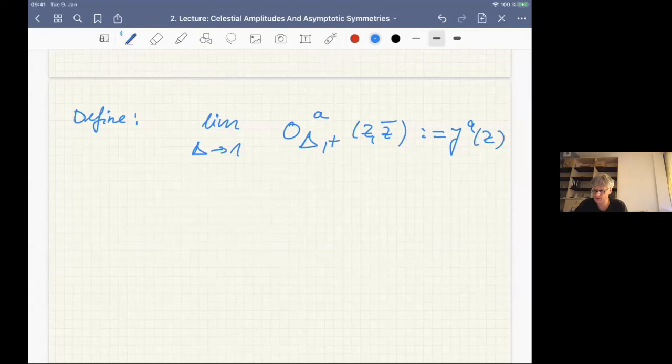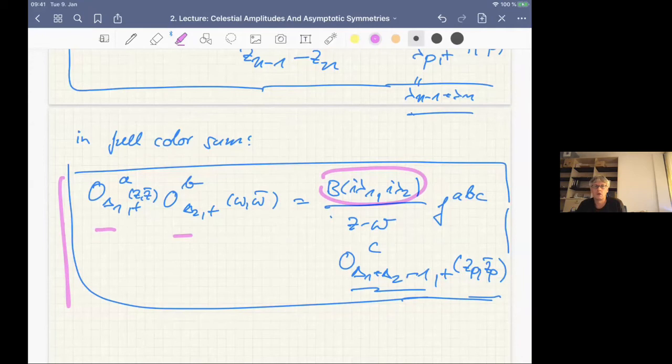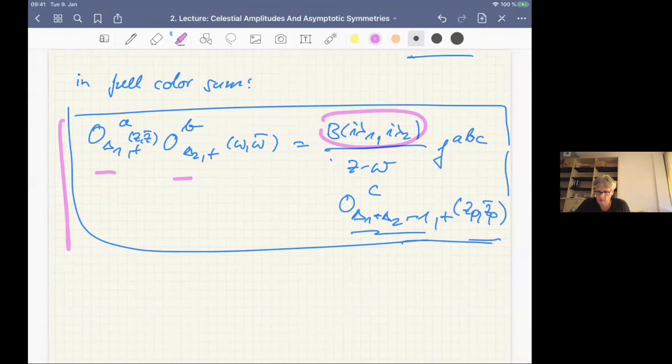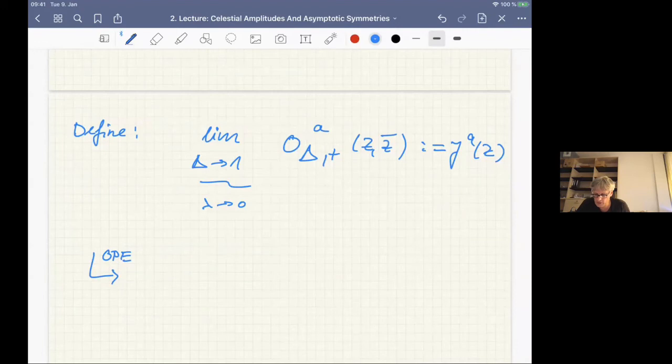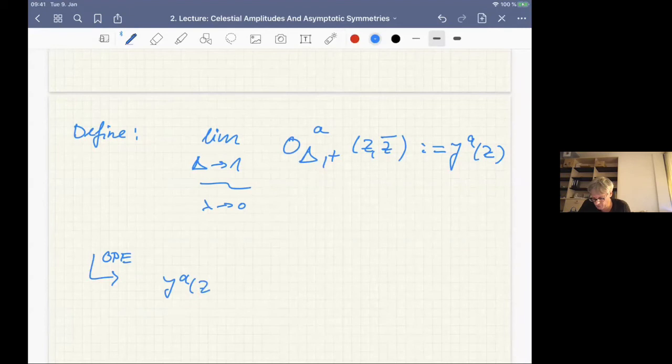Note, of course, this corresponds to lambda goes to zero, and from the OPE we have just derived, you just insert this limit now. You have to be a bit careful with this beta function. These operators also have some normalization, which I haven't talked about. But if you properly impose the normalization for these operators, you can take this limit lambda goes to zero in this OPE without any problem, that means without getting any singularity.